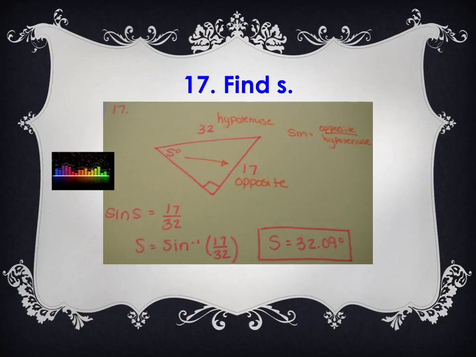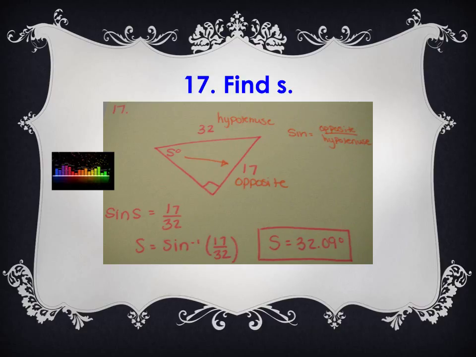In this problem, we are going to use trigonometric ratios to find angle S. We are given 17, which is on the opposite side of angle S. We are also given 32, which is our hypotenuse because it is directly across from our right angle. The trig function that uses opposite and hypotenuse is sine. So we use sine of S equals the proportion 17 over 32.